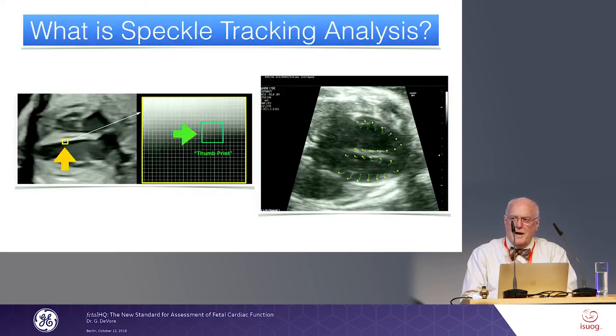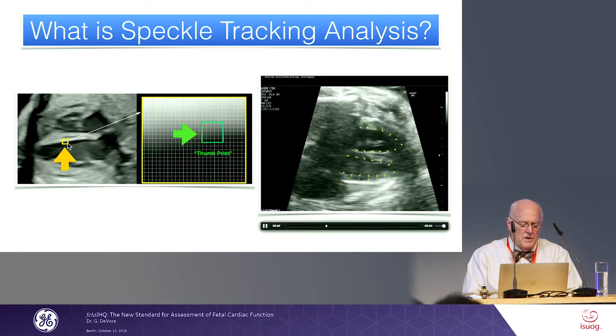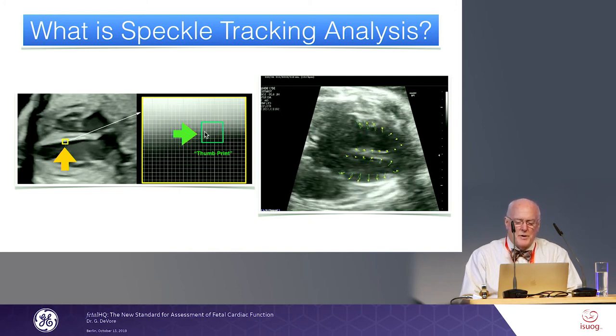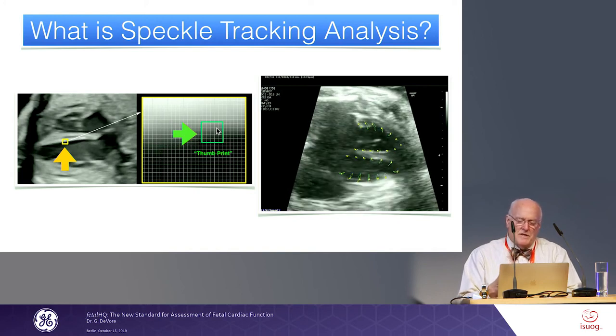Okay, now what is speckle tracking? What does it do? If you look, for example, I've isolated here a simple square on the endocardium. That square, when you blow it up, has individual pixels. We don't see the pixels with our naked eye, but the pixels have different components.